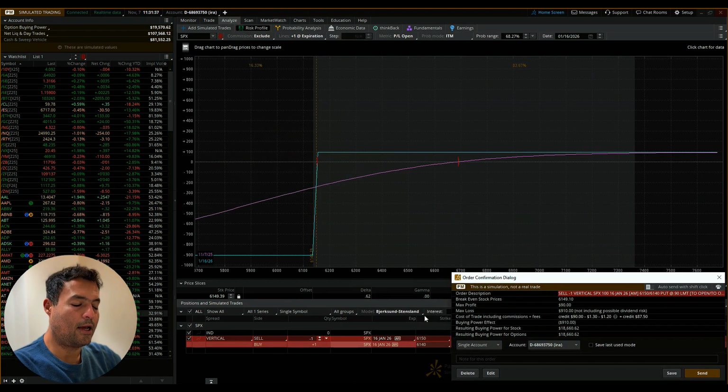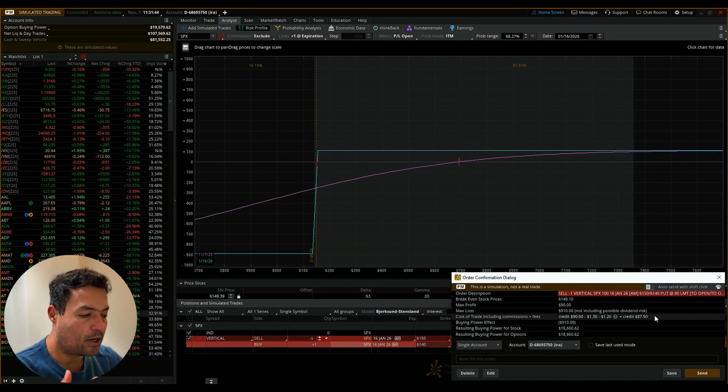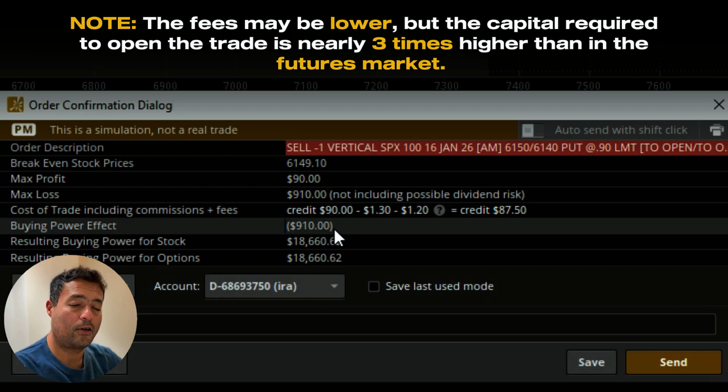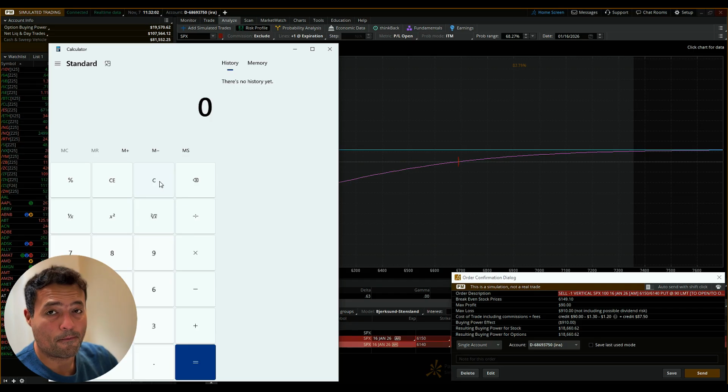Again, I can tell you now, the fees are going to be lower here, which is totally fine. It's half, maybe less than half. But again, you're putting down 3 times more money. That's $910 versus $300 on the other side. So you can do 3 of those trades on the futures options market for 1 trade here. That's why I said 3 times better capital efficiency gained from futures options.